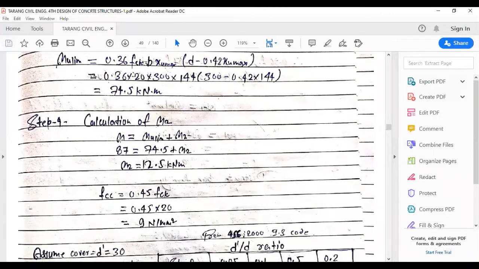Now step 4 is to calculate M2, the second moment. As we all know, this is from the second beam. So the total moment was given by the formula MU limiting plus M2. Our total moment is 87 as per the question. The limiting moment we have just found out is 74.5, and M2 we can find from here, which comes out to be 12.5 kilonewton meter.